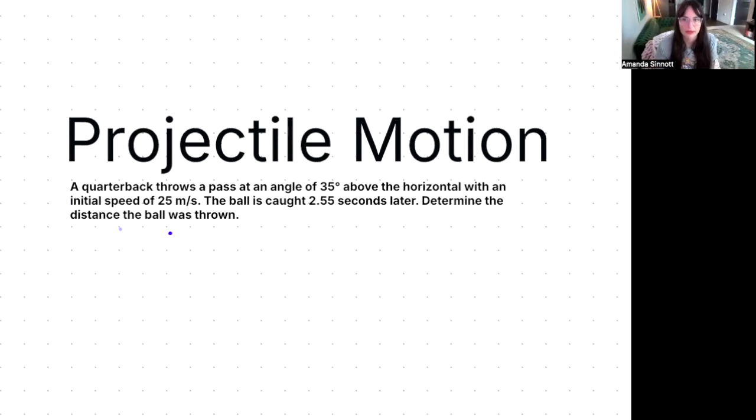A quarterback throws a pass at an angle of 35 degrees above the horizontal with an initial speed of 25 meters per second. The ball is caught 2.55 seconds later. Determine the distance the ball was thrown.